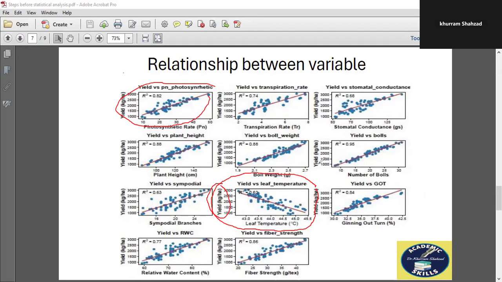So you can see the relationship of different variables with your specific target variable. This step can also help you in writing the discussion of your articles. You can discuss that these parameters show a positive relationship with your target variable, and these variables show a negative relation with the target variable. So that's a very, very important step before doing any statistical analysis or making graphs.